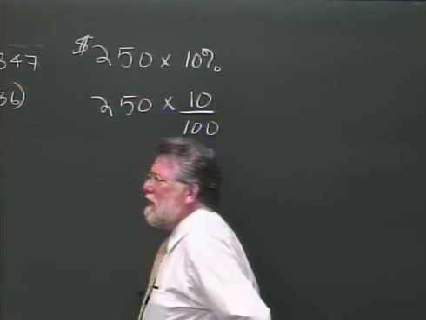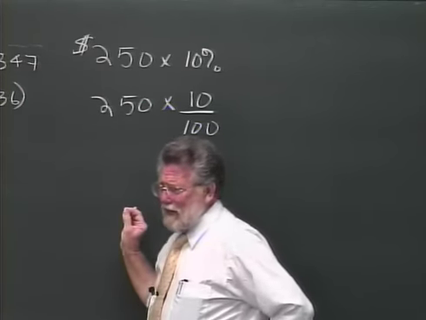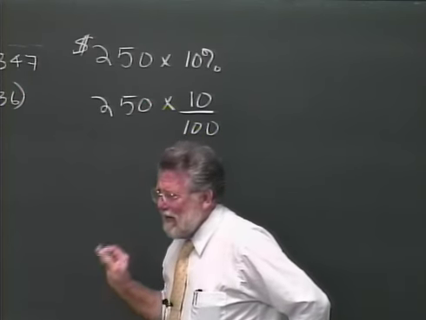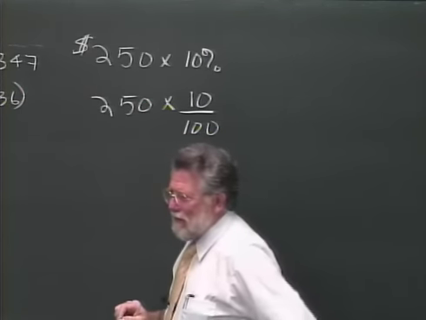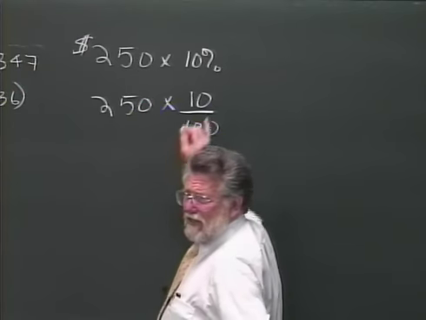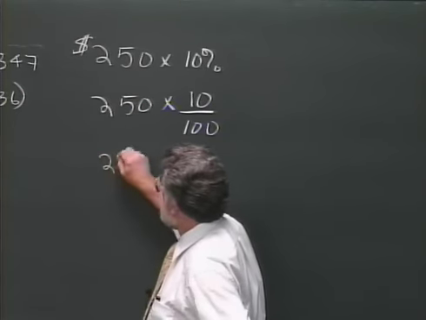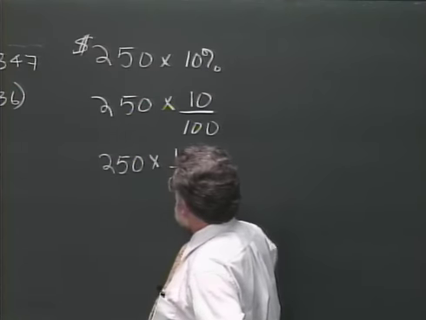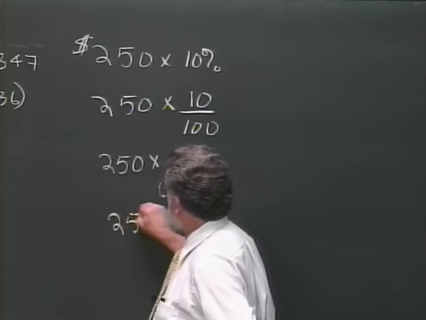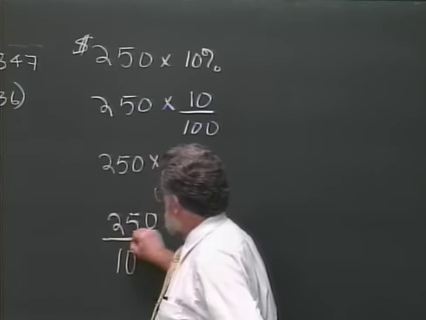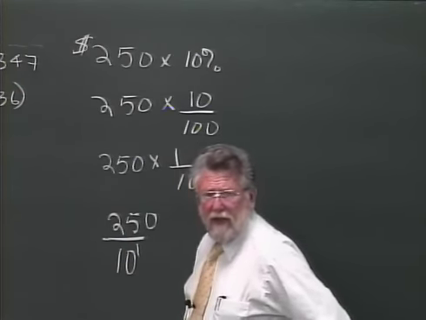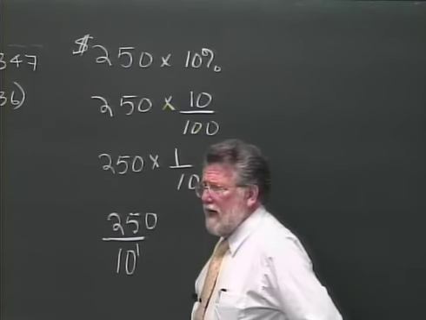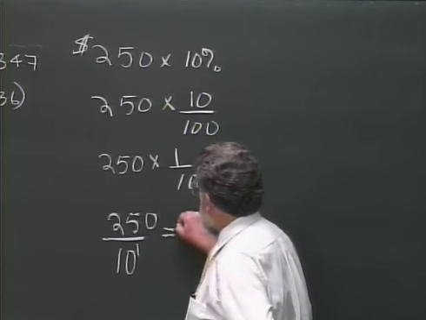I understand what it is, but I'm asking a different question for the moment. I'll get to the answer in the book in just a moment. My question is, 10 over 100 becomes what? 1 over 10, correct? So this says you have 250 over 10 to the first, and you always move the decimal to the left when you divide by a power of 10. So this just becomes $25.